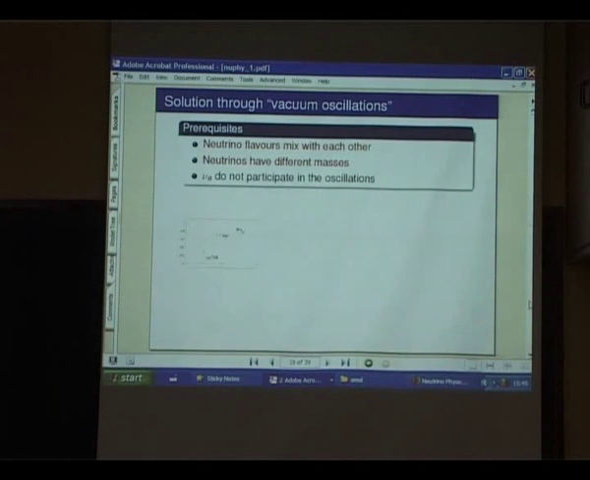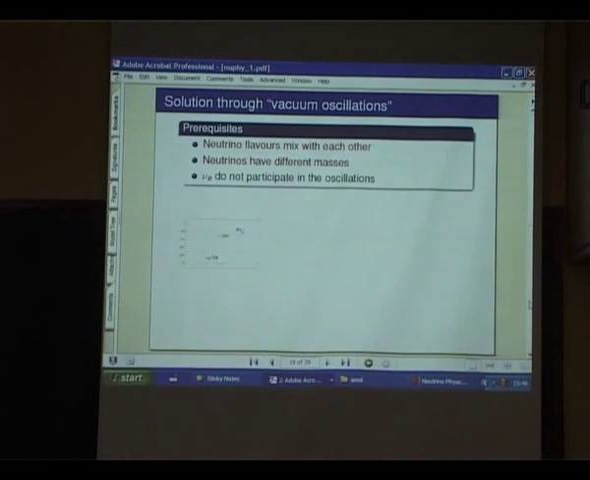So the solution to this was essentially this: neutrino flavors mix amongst each other, and they have different masses. These were two predictions. Okay. And once that was done, of course, the electron neutrinos are not affected because they don't participate in the loss. So this is going to be the bottom line, and we will see in detail how we arrived at it.